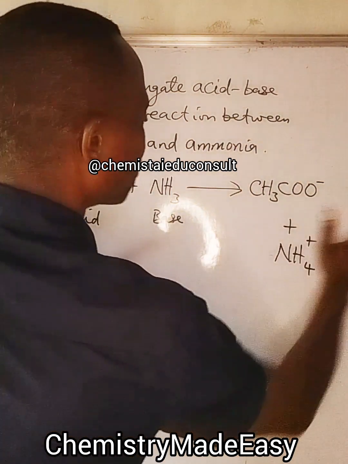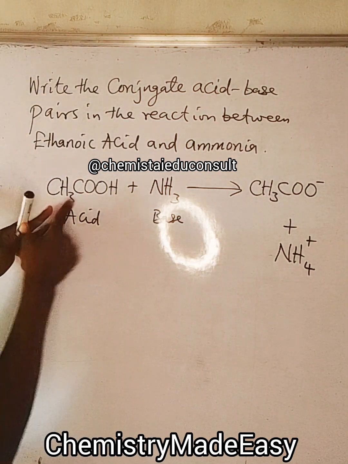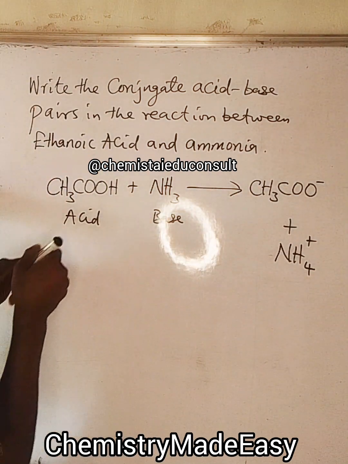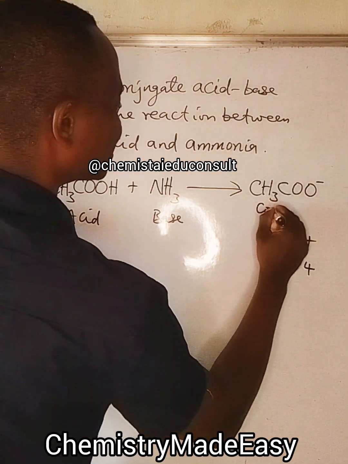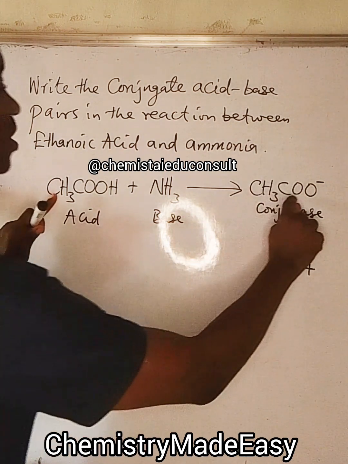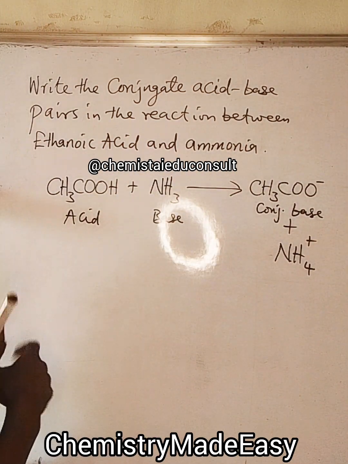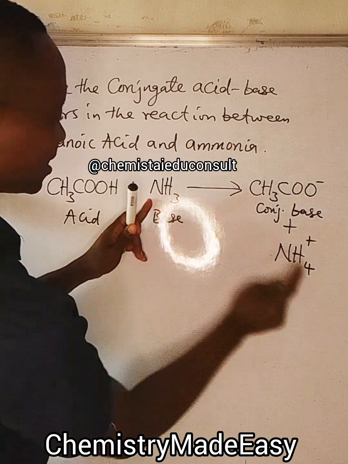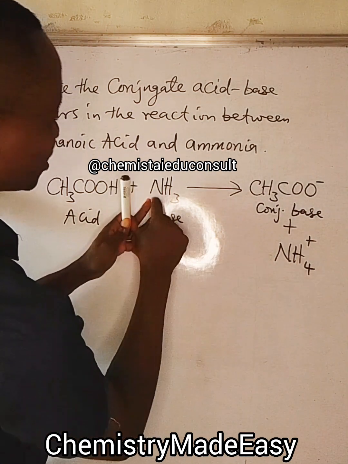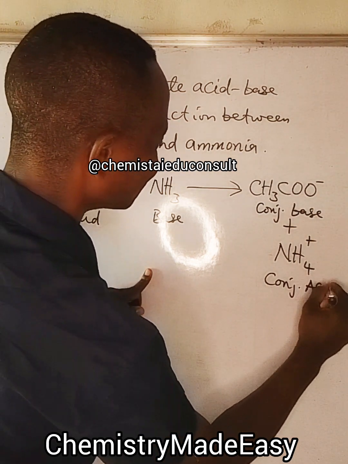Now, look at the products. Which of these products resembles the acid? It is this. Therefore, it is the conjugate base of this acid because they relate by loss of proton and acceptance of proton. This is the resemblance of this base, and therefore that is the conjugate acid.